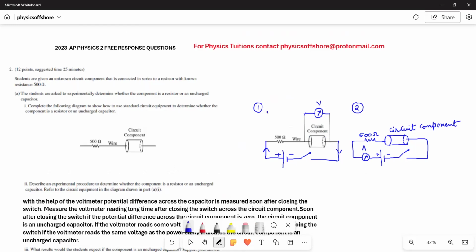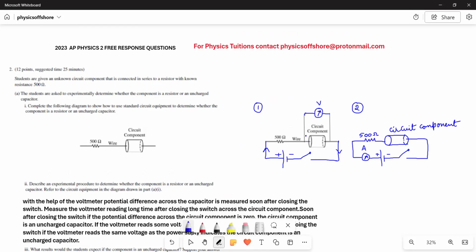This is one method. Second method is connect an ammeter in series with the circuit. After the positive of the battery or power supply, you connect the ammeter. Remember, ammeter should be connected in series and voltmeter should be connected in parallel to the circuit components. Because if we connect the ammeter in series with the circuit elements, whatever current flows in the circuit elements, the same current flows through the ammeter also, and you can measure the current flowing through the circuit.